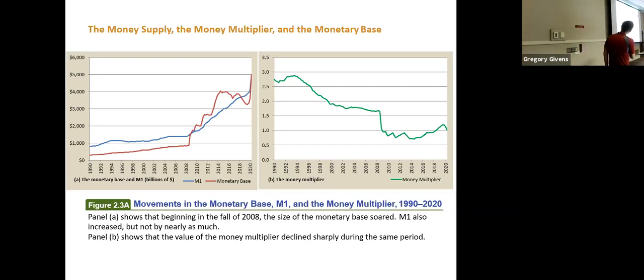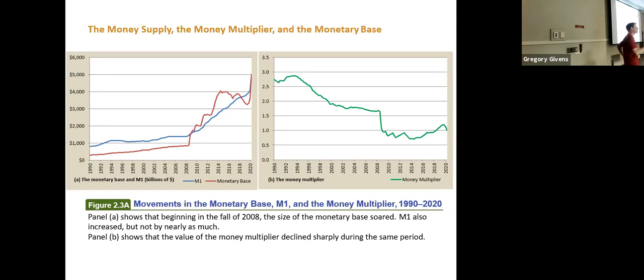Now, you'll notice that even though the monetary base went way up, the value of the money supply, which is the blue line here, M1, also went up, but didn't go up as much. Now, how can that happen? How can the monetary base go up dramatically, but the money supply not go up as much? Remember, the money supply, in theory, is equal to the monetary base times the money multiplier. So if the money supply is not going up as quickly as the monetary base, what does that tell us is likely happening to the money multiplier? It's going down. It's not stable.